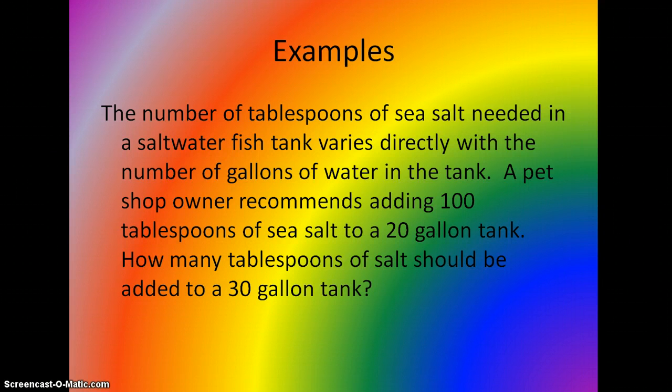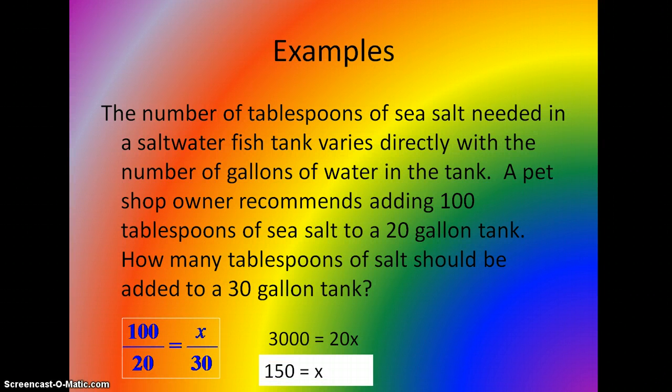In order to figure out how much salt I should put in my 30-gallon tank, I would set up a proportion. I would set up 100 tablespoons for every 20 gallons of water, which has to equal a certain number of tablespoons for every 30 gallons. I need to know how many tablespoons, so I'm going to solve for x. Just like we did in the past, we're going to cross multiply: 100 times 30 equals 20 times x. 100 times 30 is 3,000, and 20 times x is 20x. Then I divide by 20 on both sides, and x has to be 150. So I need 150 tablespoons of salt for my tank.